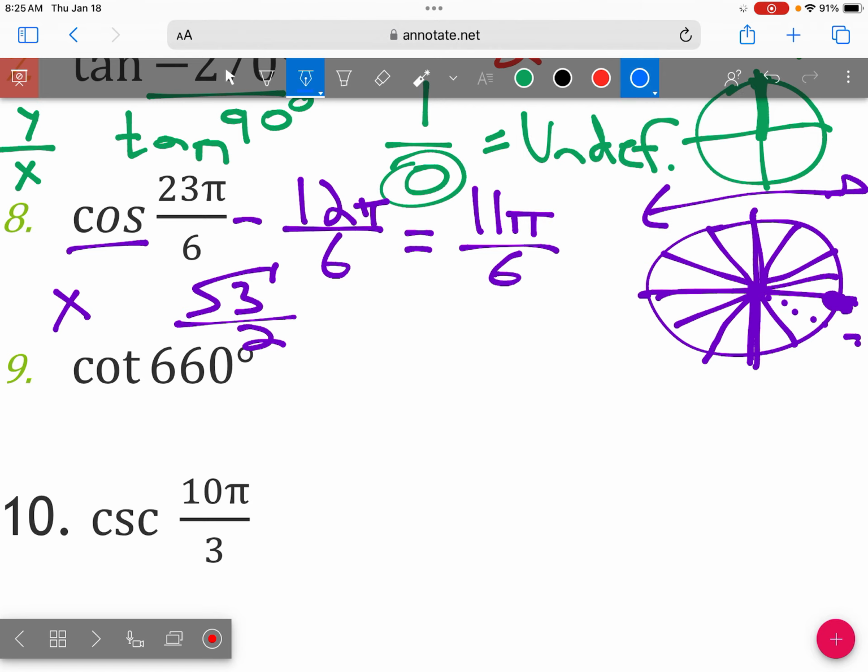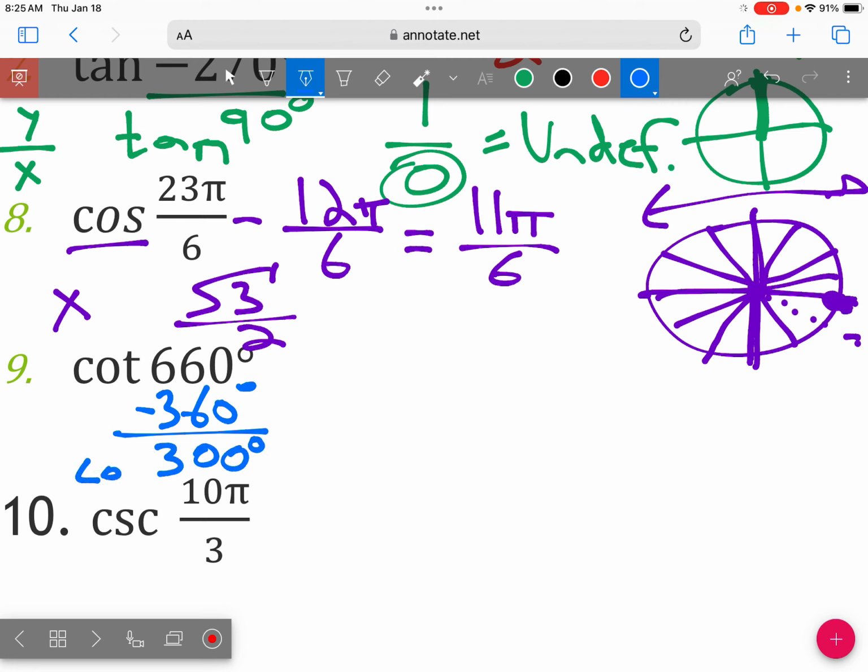Now cotangent of 660 degrees. So when we're in degrees, what do we subtract? Do we subtract 2 pi? 360, right? When we're in degrees, we have to stay in degrees. So 660 degrees minus 360 degrees is going to give us what? 300, there we go.